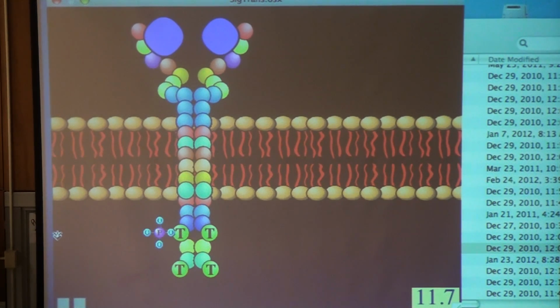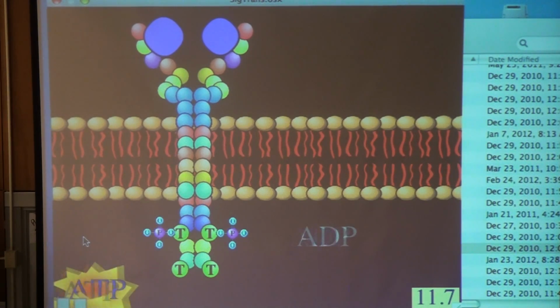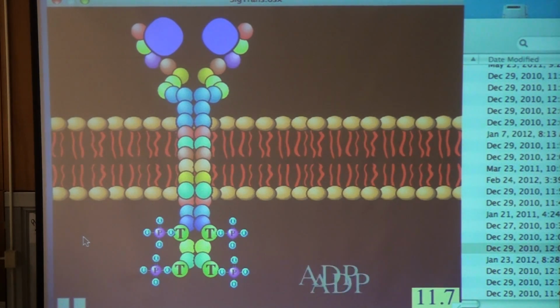All right, well, the dimerized tyrosine kinase receptor continues doing that. It'll keep grabbing ATPs and getting phosphates off them until it has kinased all of its own tyrosines.